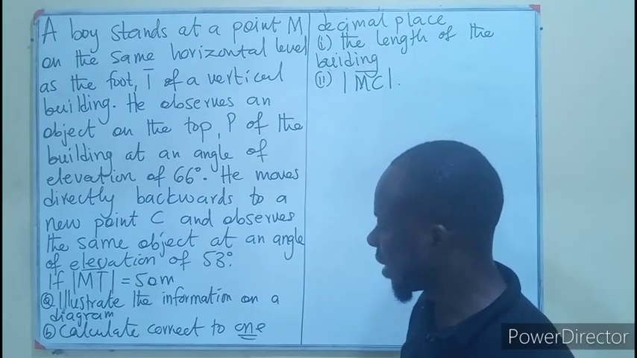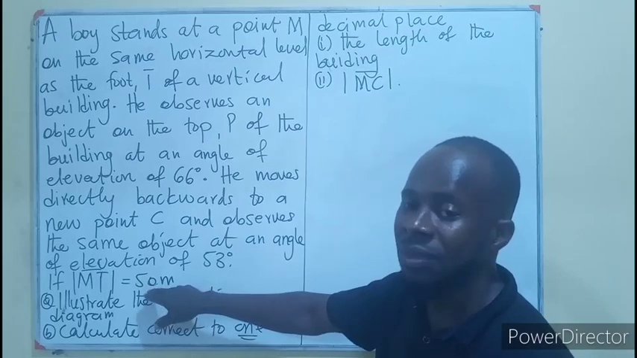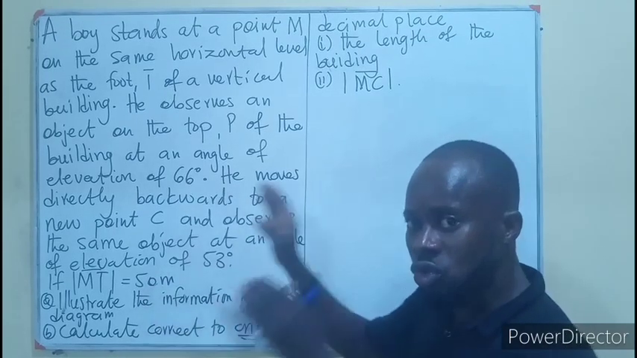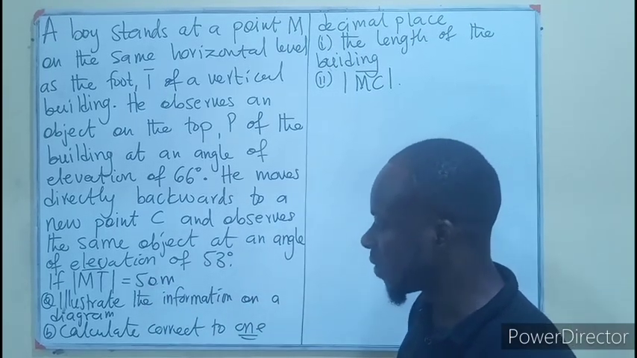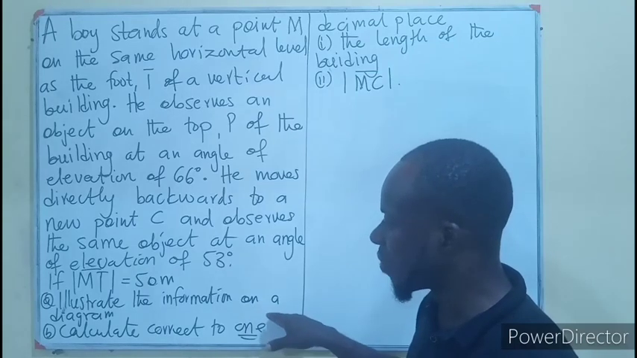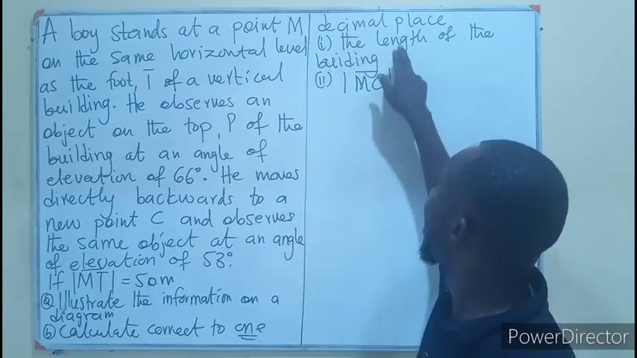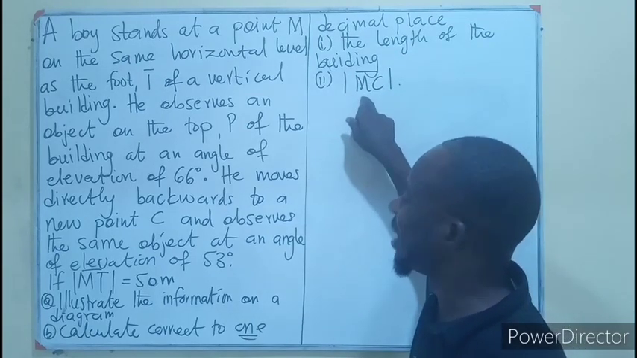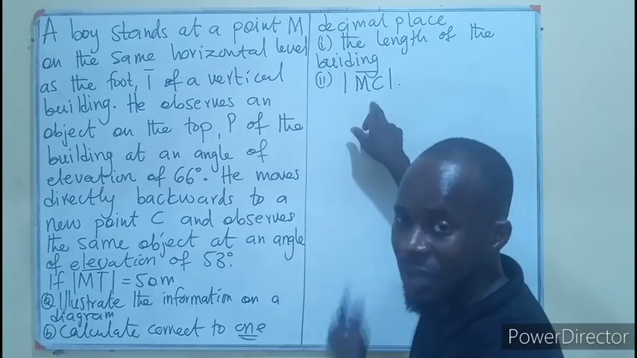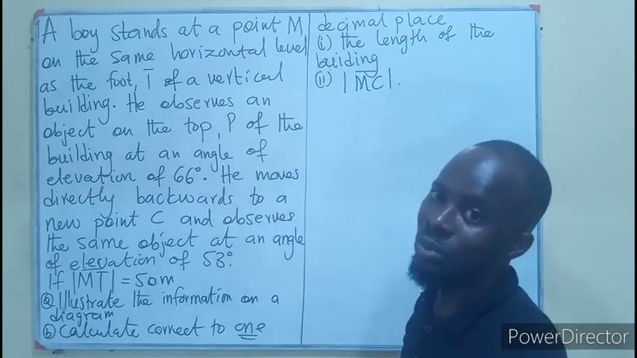So we have to find, if the length of MT from the boy to the building is 50 meters, illustrate the information we have on a diagram. Then calculate, correct to one decimal place, the length of the building and the distance between the boy's first standing point and the new point.